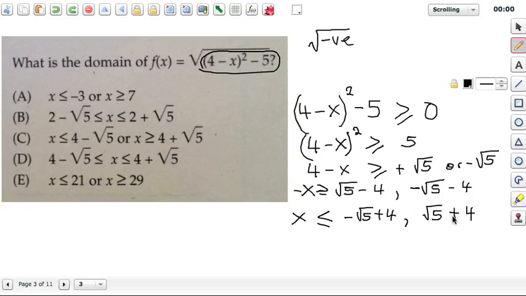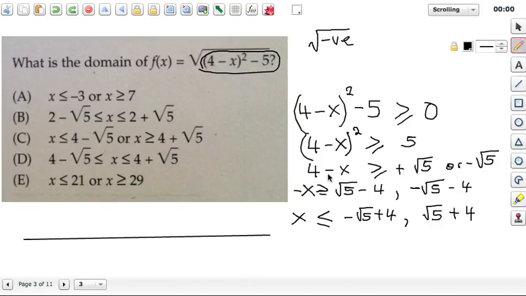Okay, this is an inequality, so we have to test our regions here. So I want you to draw a line here. Let's say 4 minus root 5 is here somewhere. That's that one here. And let's say 4 plus root 5 is here somewhere, plus square root of 5.